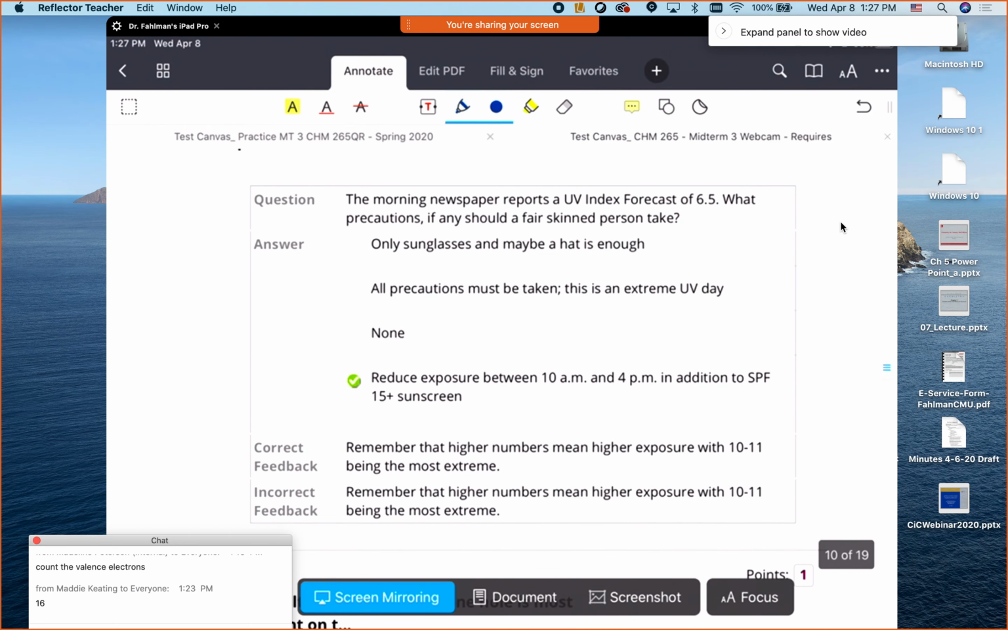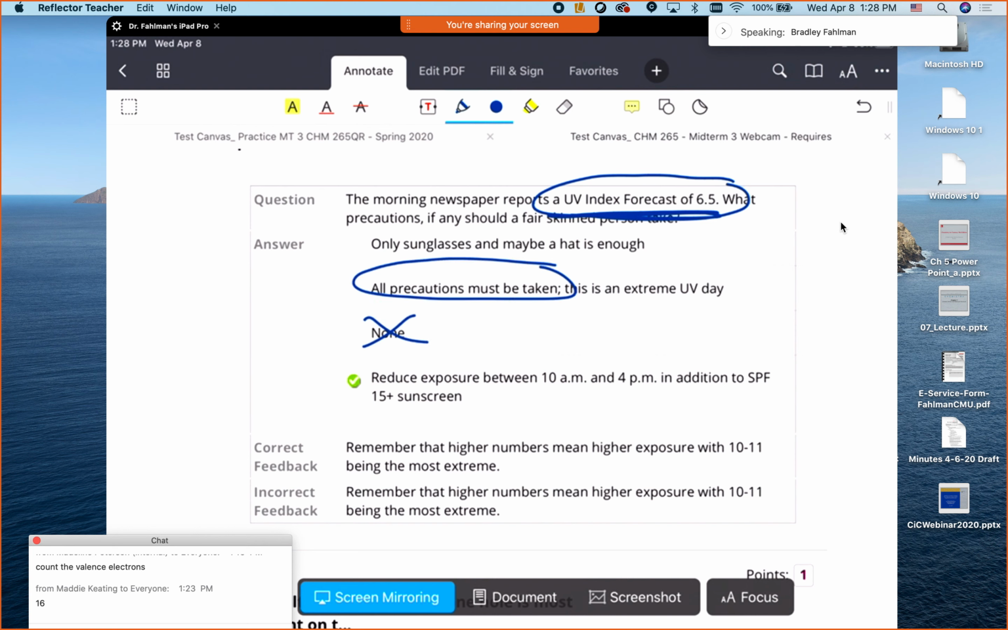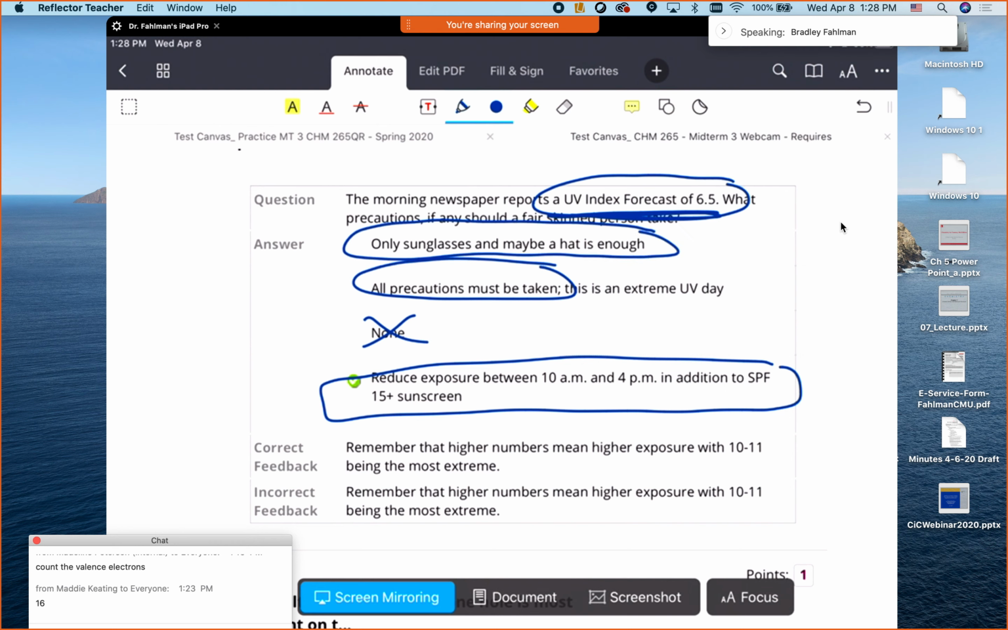UV index forecast of 6.5. From the reading, a UV index is not high enough, like 14 or a huge number, that all precautions must be taken, and it's not low enough, like 0 or something, and so it's kind of the only choice. This doesn't sound like a true recommendation.